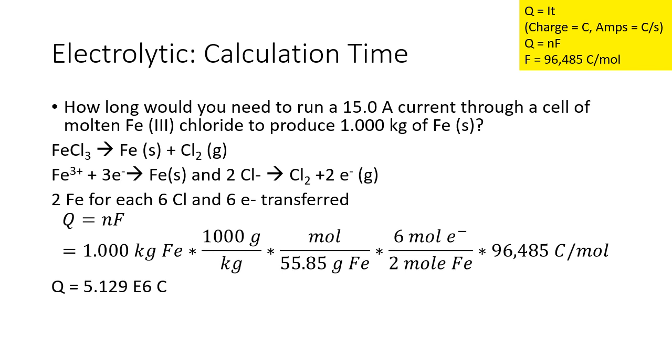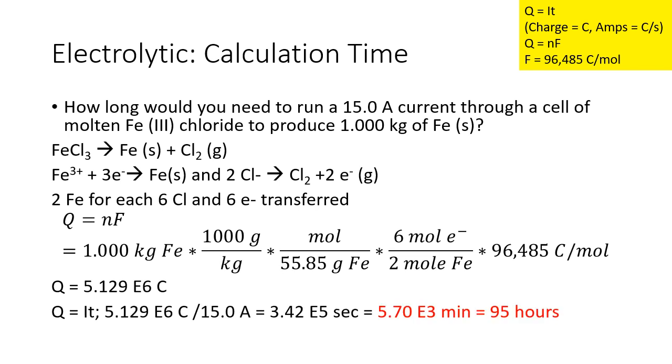All right, now at this point, we're going to plug that into Q equals It. Our I here is 15 amps. We're going to solve for time. When we do that, we get 3.42 times 10 to the 5th seconds, which is also 5.7 times 10 to the 3rd minutes, or 95 hours. This is a process that takes a decent amount of time and a lot of energy. But you get iron, which is a thing we use a lot in our modern world.